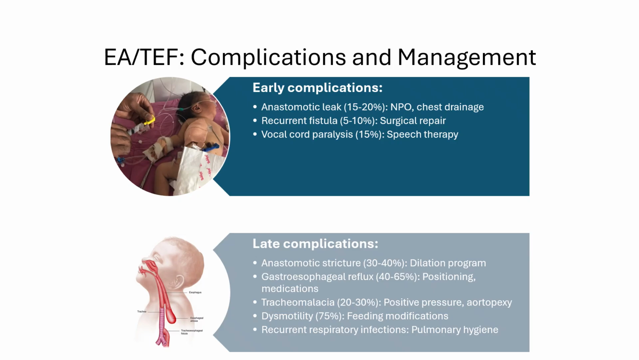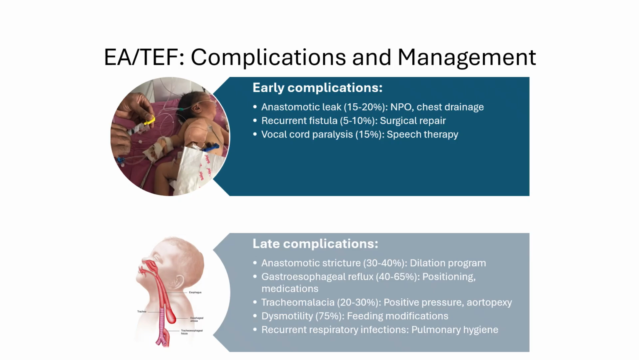Anastomotic strictures develop in 30 to 40%. That's almost 1 in 3 patients. They present as feeding difficulties weeks to months after repair. The stricture forms because the anastomosis heals with scar tissue that contracts over time. Serial dilations usually work, but it requires patience and repeated procedures.